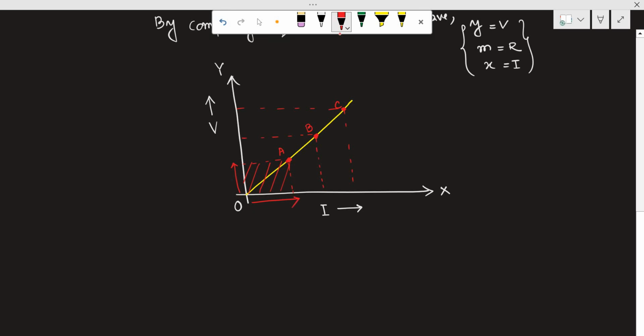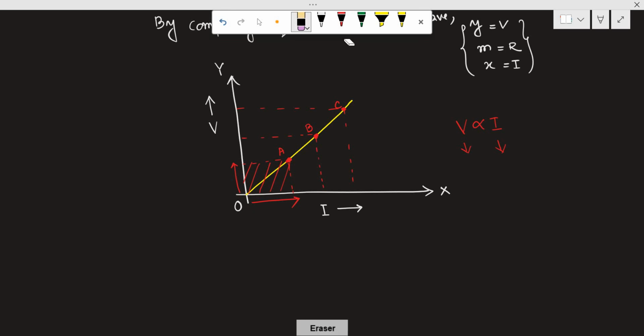What does it mean? It means that V is proportional to I. The amount of increase along the V axis and the amount of increase along the current axis or x axis are the same. That's why it forms a square. So this is the graphical presentation of Ohm's law.